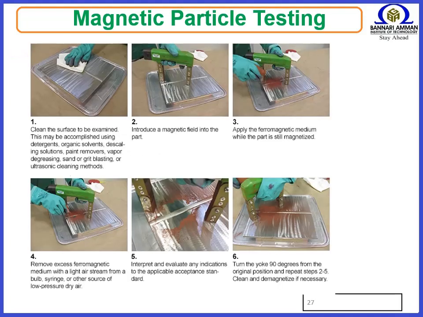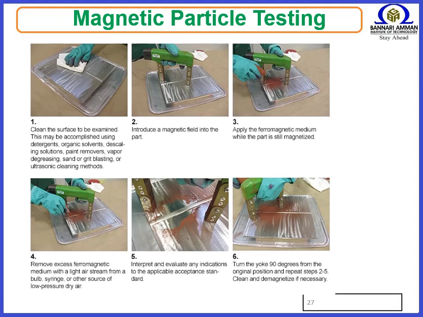MPI can be performed using either dry particles or the wet method. Dry method: the particles are lightly dusted onto the surface. The dry method is more portable. Wet method: the part is flooded with a solution carrying the particles. The wet method is generally more sensitive since the liquid carrier gives the magnetic particles additional mobility.